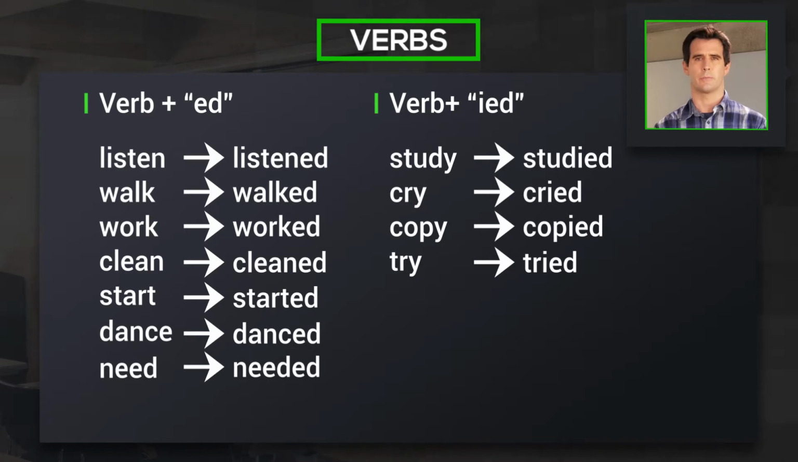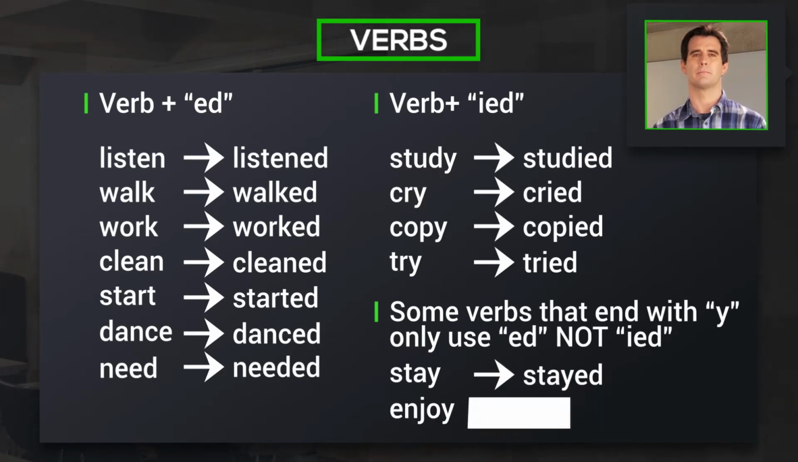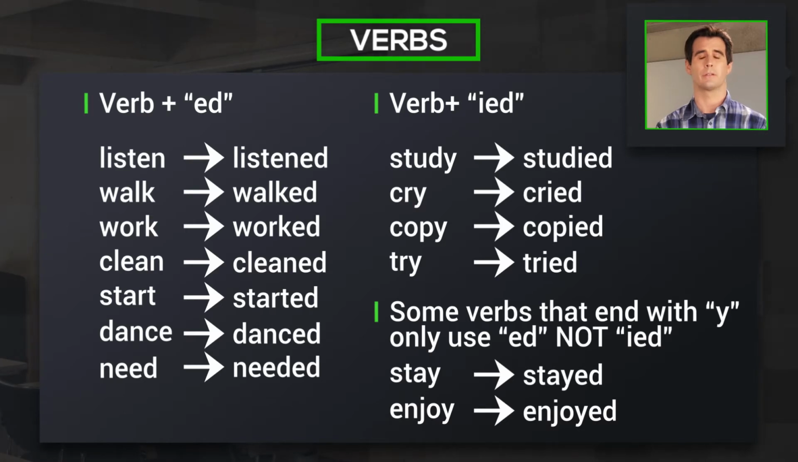There are some verbs that end in Y where we only add ed. For example, stay, stayed. Enjoy, enjoyed. Verbs that end in AY, EY, OY, UY don't change the Y to IED.